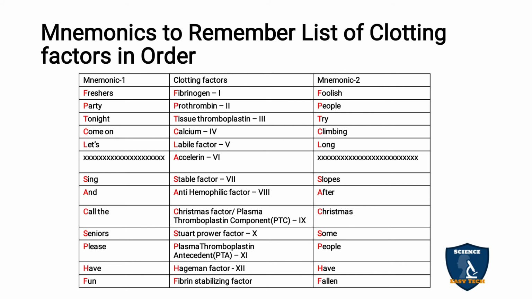L stands for labile factor, S stands for stable factor, A stands for antihemophilic factor, C stands for Christmas factor, S stands for Stewart Prower factor, P stands for plasma thromboplastin antecedent, H stands for Hageman factor, F stands for fibrin stabilizing factor.